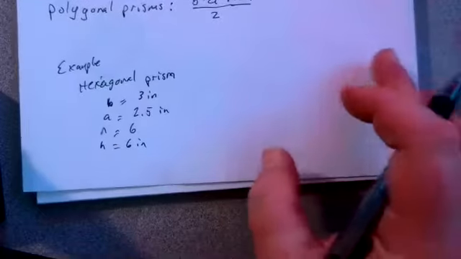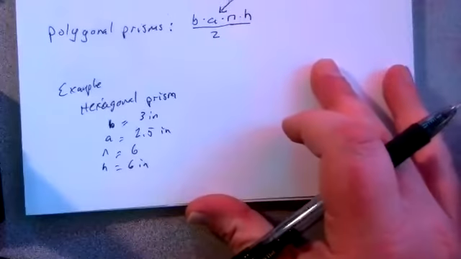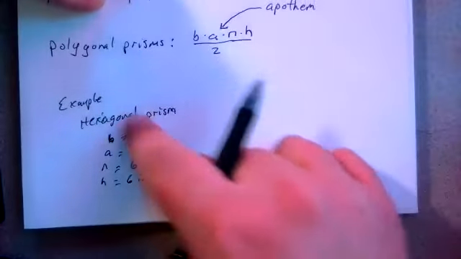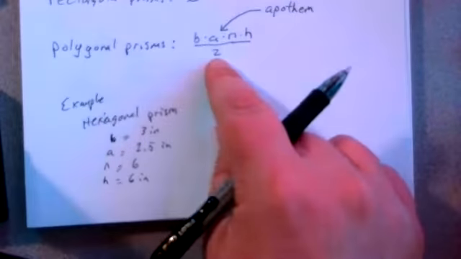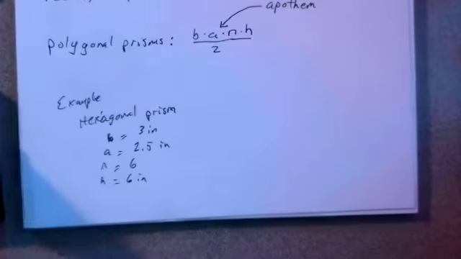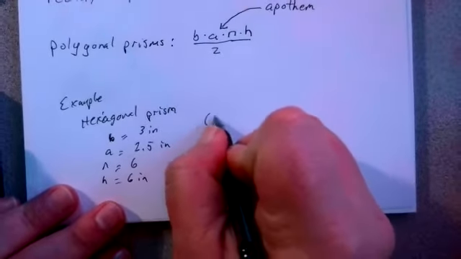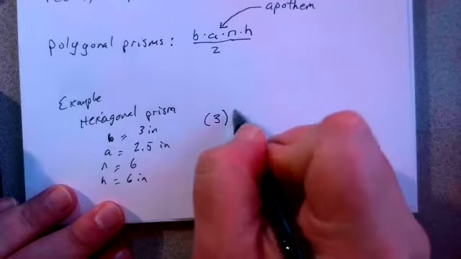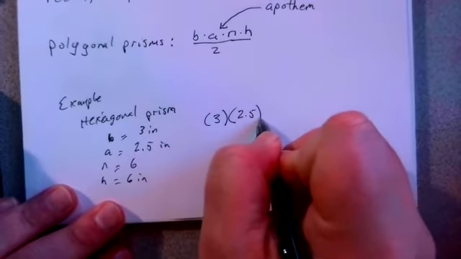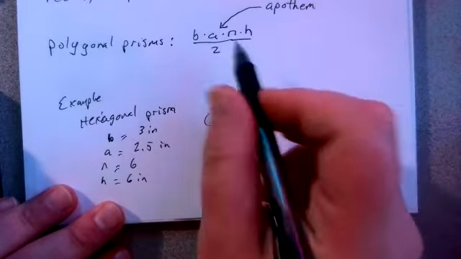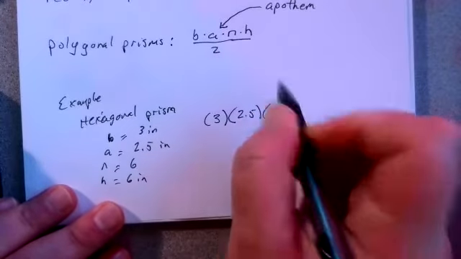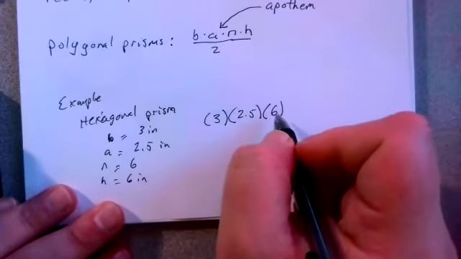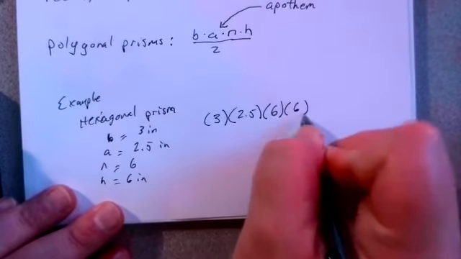If you don't know how exhausting these dang hiccups are by now, ugh. Okay, the hexagonal prism. Excuse me. Since it's a polygonal prism, I get to use the formula for a polygonal prism. Hexagonal prism, we're going to do this one. So the base is 3 inches. The apothem we measured was 2.5 inches. And the number of sides that we found was 6. The height was 6 inches.